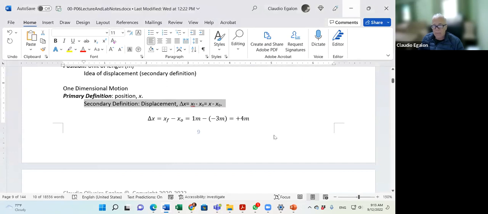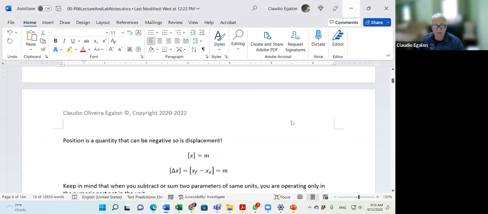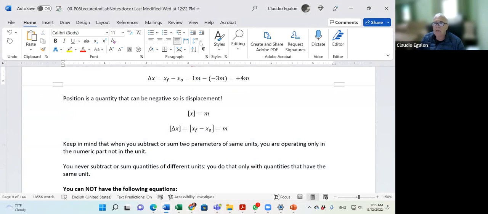Okay, so simple enough. Go ahead, store this definition in your head. Right now you have not only the primary definitions, now you also have this secondary definition, that is displacement. What is the unit of displacement? It is the same unit as for position.